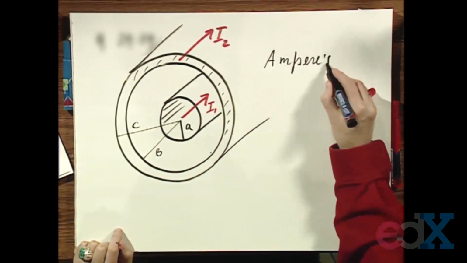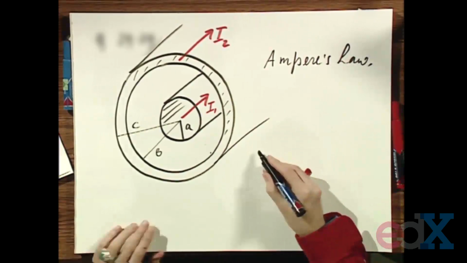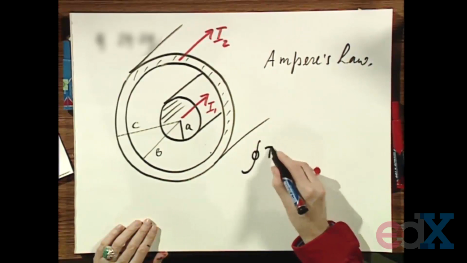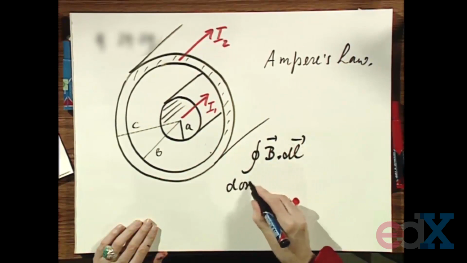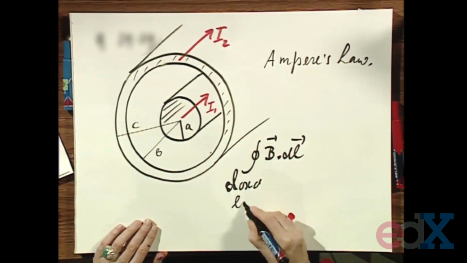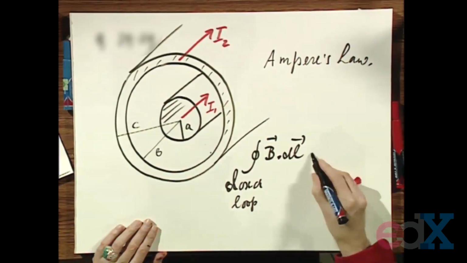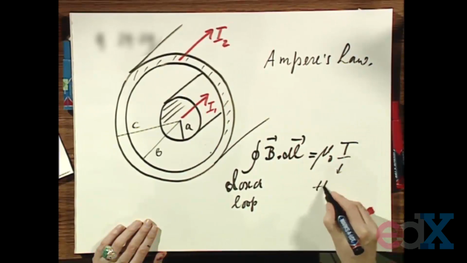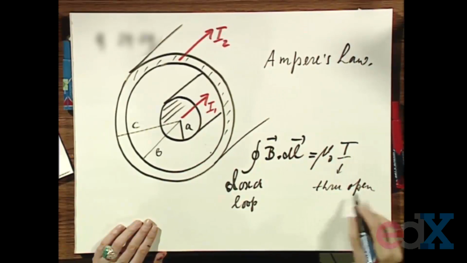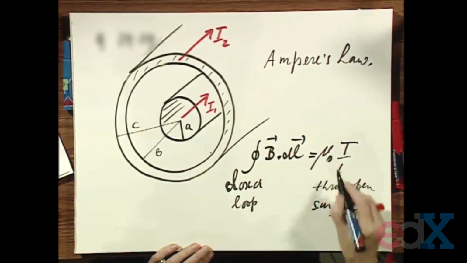But I want to talk a little bit about Ampere's law. Ampere's law says that the closed-loop integral of B dot dl over a closed loop equals mu 0 times I, and I is through an open surface attached to that loop. I cannot stress this enough, because almost all books really explain this incorrectly.